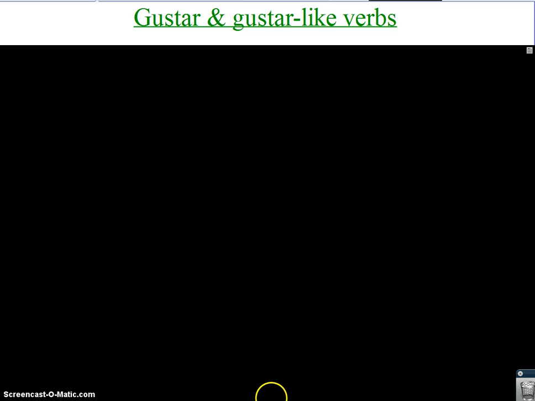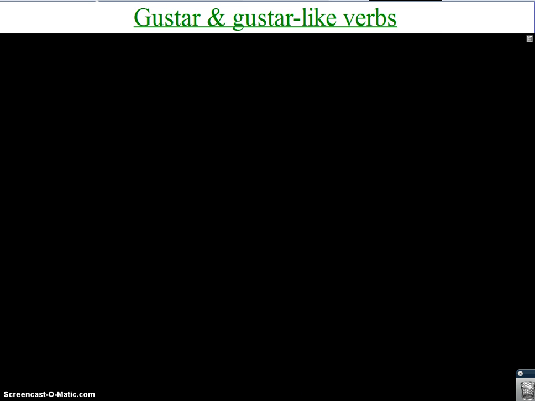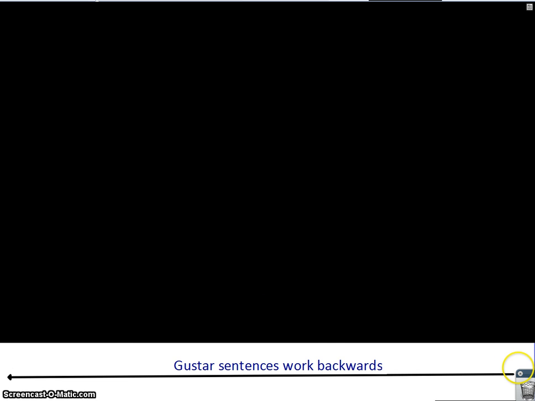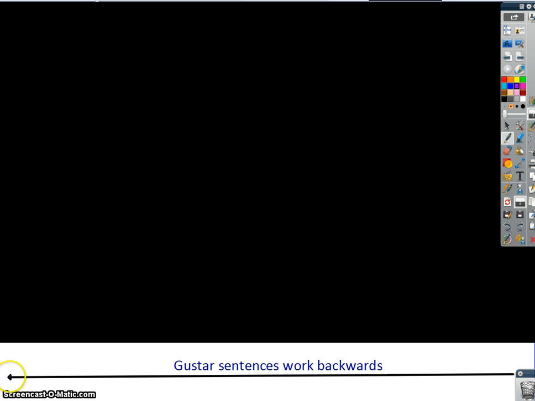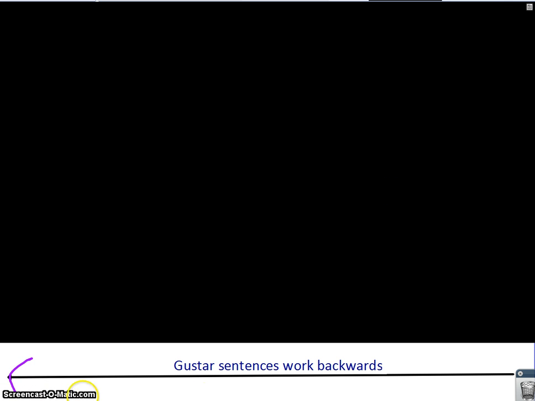Okay, so with your paper turned to the side, write this at the top: gustar and gustar-like verbs, and then at the bottom I need you to draw an arrow going from right to left that says gustar sentences work backwards. At the bottom of your page, you are drawing this arrow from right to left, and say that gustar sentences work backwards because they technically do. So, let me show you this diagram. I'm going to quickly explain it, press pause, write everything down exactly as I have it written down, but hopefully a little bit more spread out and easy to read.